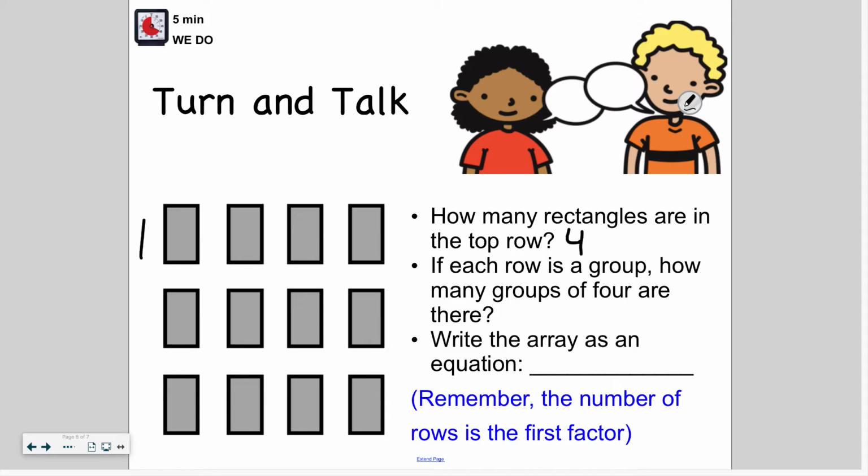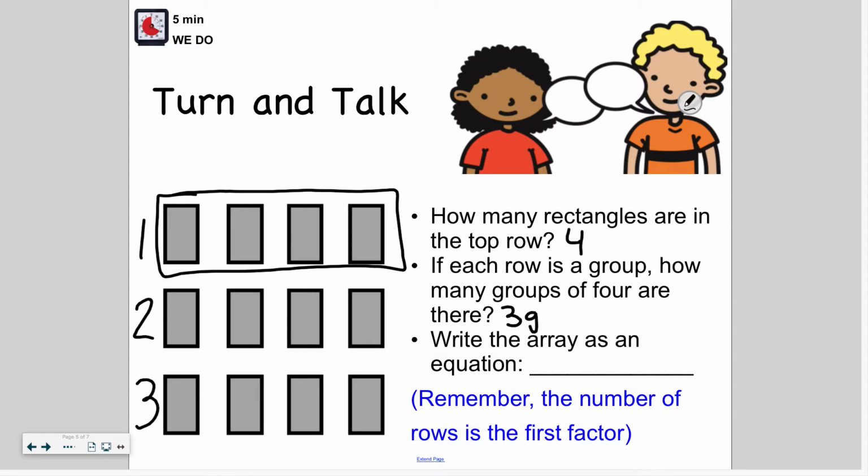If each row is a group, so let's consider this a group, each of those are groups of 4, how many groups of 4 are there in this array? Let's see, I have one group here, a second group there, and a third group here, so there are 3 groups. I hope you said that too.